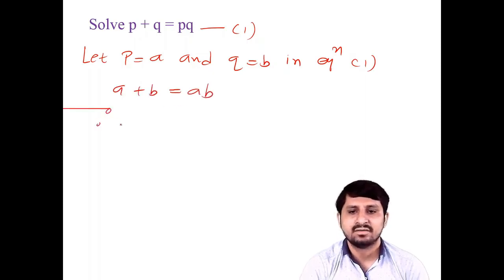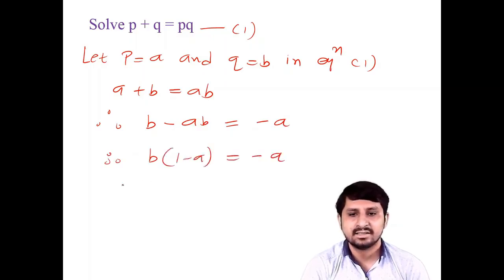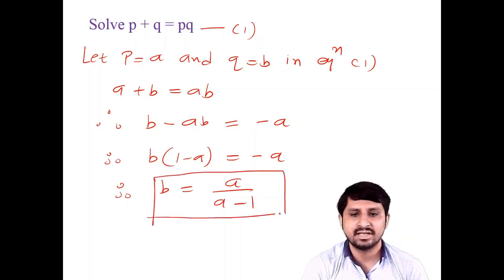Now we want to find the value of b in terms of a. So b is equal to what? We can say b minus ab is equal to minus a. So we can take b as common: b into 1 minus a is equal to minus a. So b is equal to a upon a minus 1. So we found the value of b in terms of a.